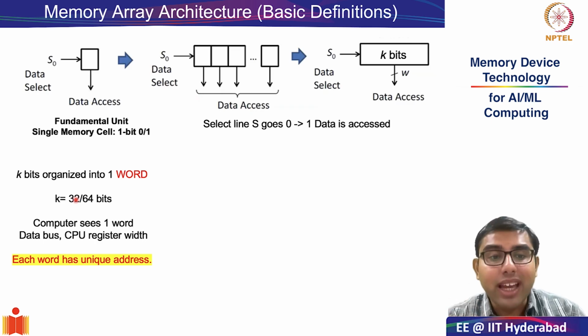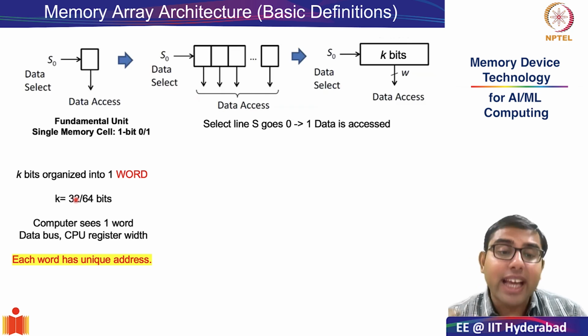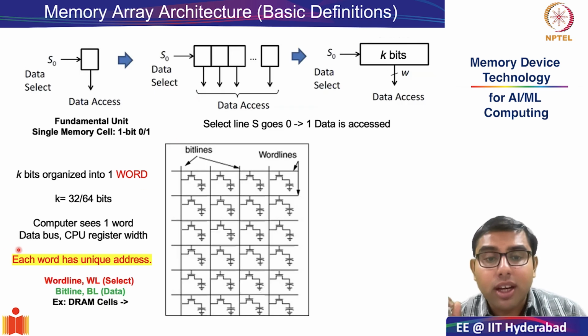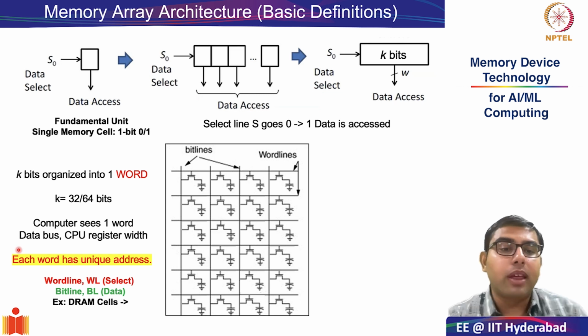So needless to say, since the expectation of the CPU is that you put one address and expect one word, every word in the memory array has one unique address. And that is what is defined by the select line. So here we will come to 2 other important definitions which we will be using throughout the course. That is the word line and the bit line. So what is the word line?